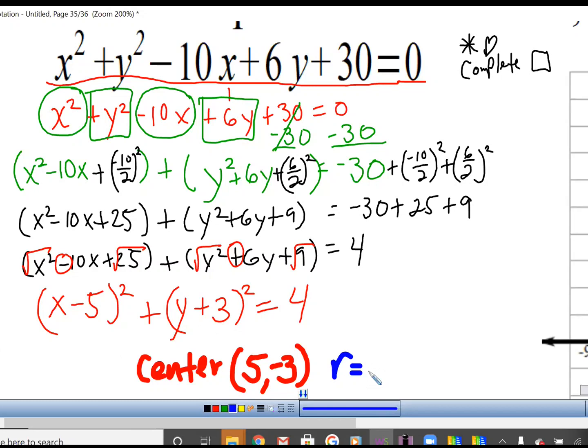Careful. 2. Yes, let's go. That is correct, guys. Make a note. The 4 is actually our square. To find the radius, we take the square root, so that means it's 2. All right, so now that we have that, check this out. Let me zoom out.